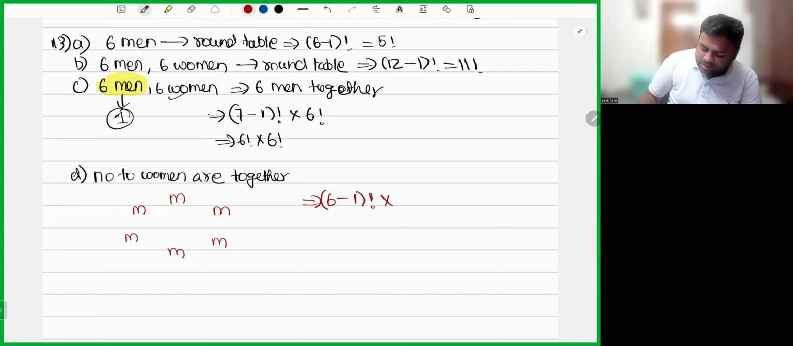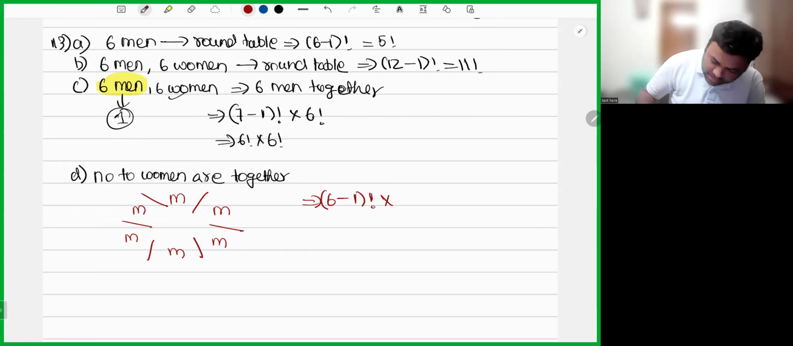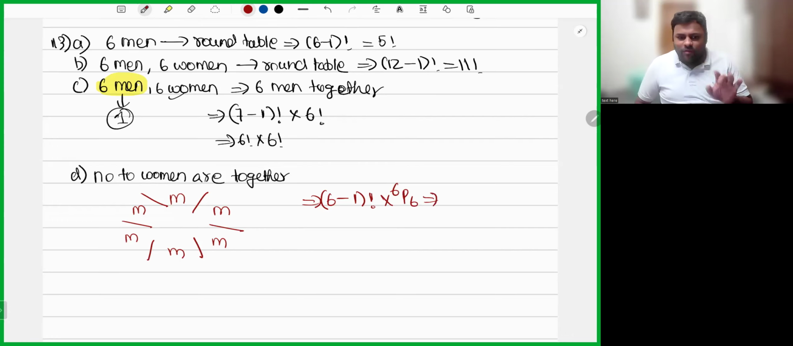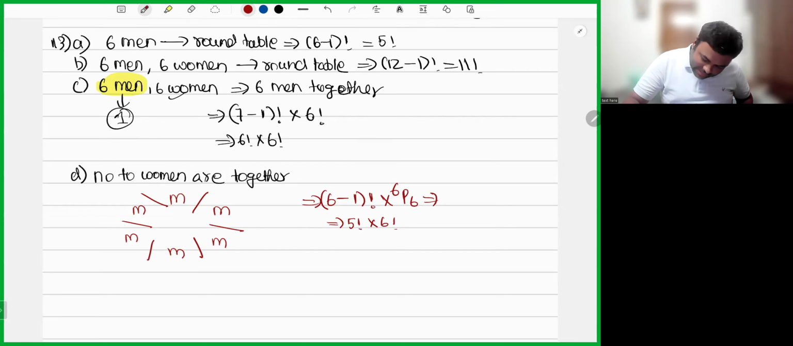In between them, how many gaps are there? 1, 2, 3, 4, 5, 6. In the 6 gaps, I arrange 6 women: 6P6. Now don't say the circle will be formed again. Once you make them sit in one place, the circle gets broken. So 5 factorial into 6 factorial. Only in the first case will you get a circle. After that, there won't be any circle. Okay, so I hope all these points are fine.